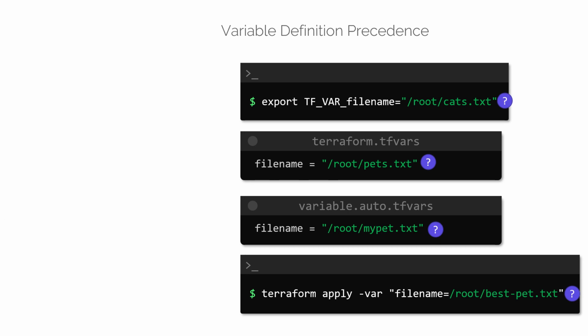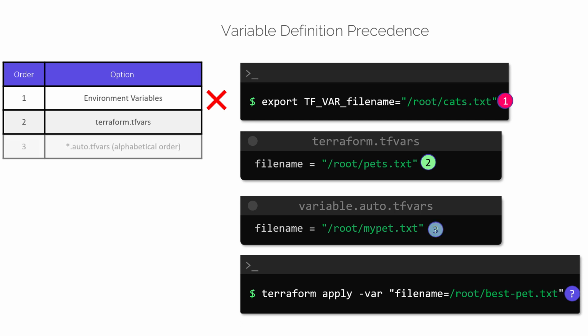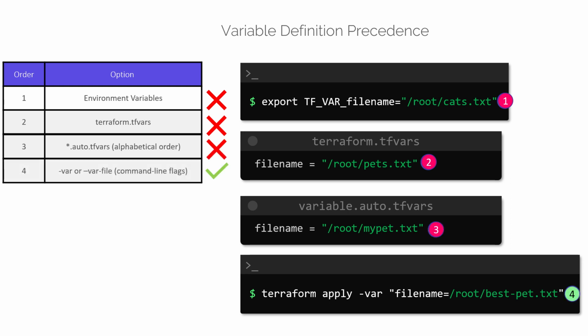Terraform follows a variable definition precedence order to determine this. First, it loads the environment variables. Next, the value in the terraform.tfvars file. This is followed by any file that ends with .auto.tfvars or .auto.tfvars.json in an alphabetical order. And finally, Terraform considers the command line flag of -var or -var-file, which takes the highest priority and will override any of the previous values. In this case, the variable filename will be assigned the value of /root/bestpet.txt. That's it for this lecture.